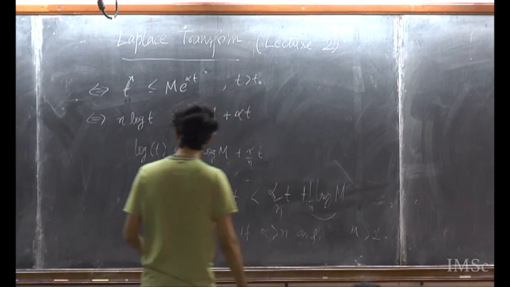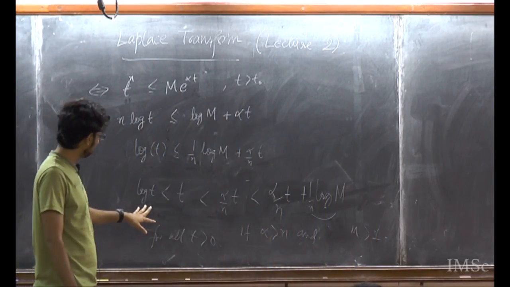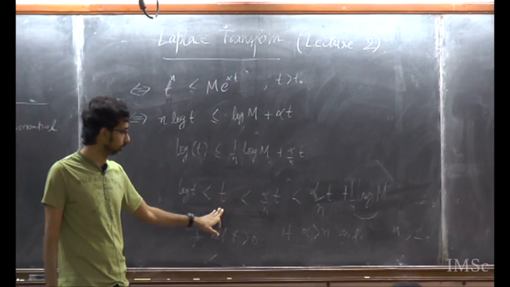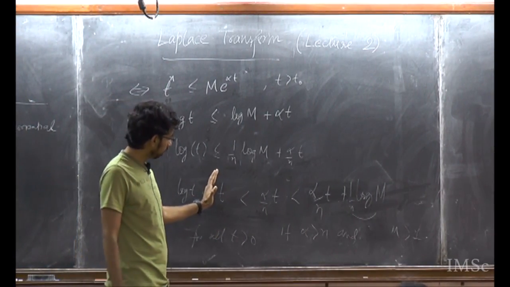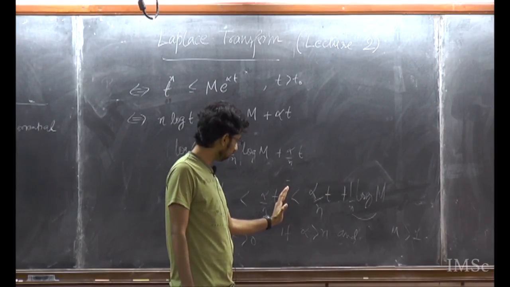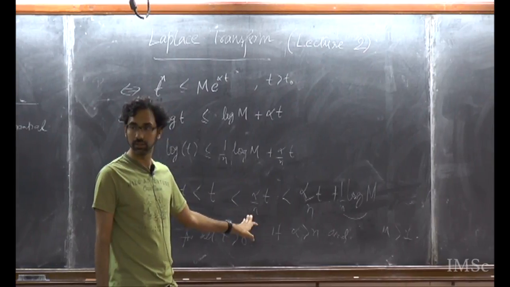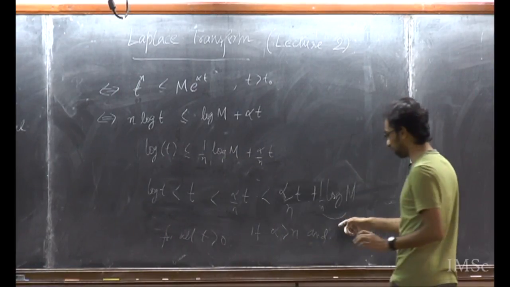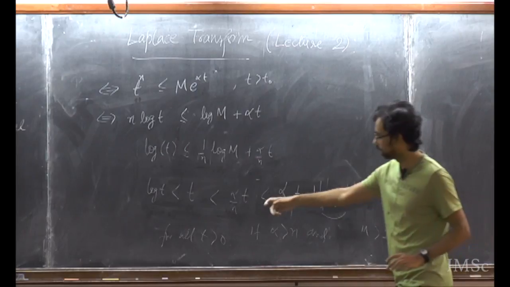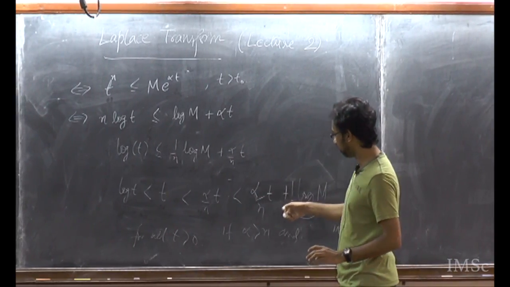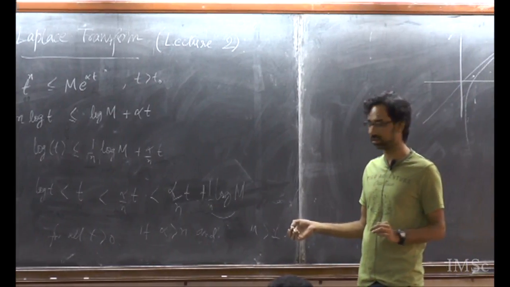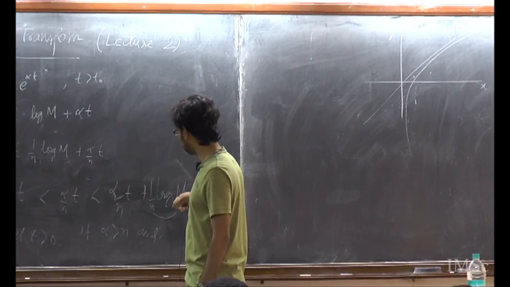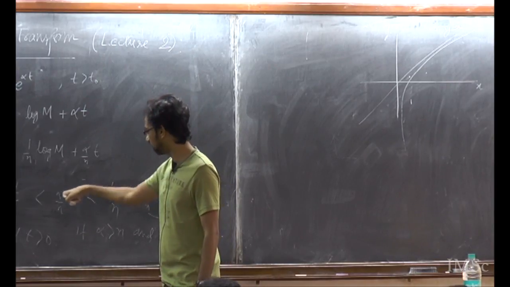So I did this in 2 steps, actually 3 steps. First I said that log t is less than t for t positive. Then I said that t is less than alpha by n t when alpha is greater than n. Then I added a positive term log m by n, and said that this thing is less than this thing plus something positive, which is a redundant statement, right? So what are the values of alpha and m for which this inequality holds?